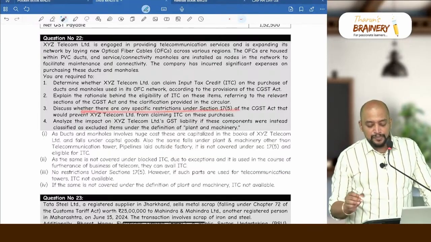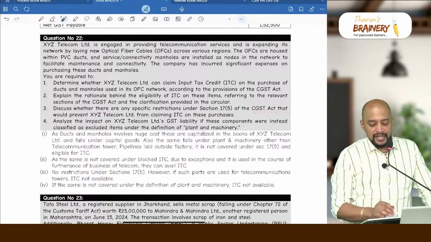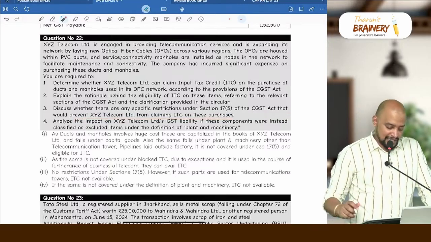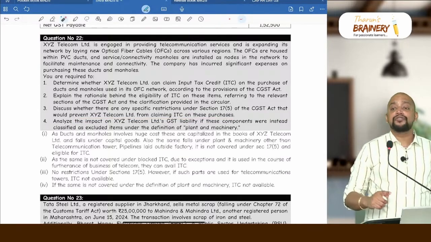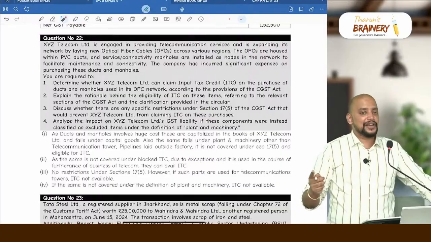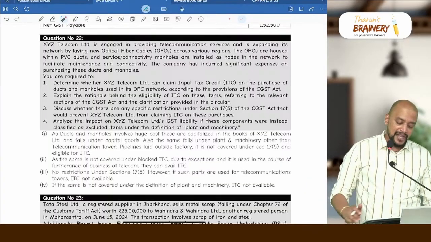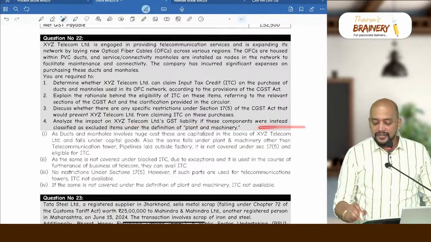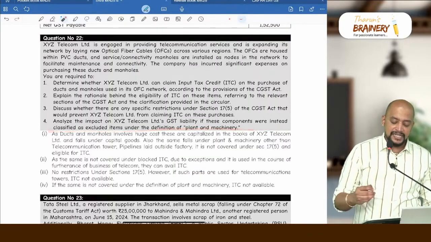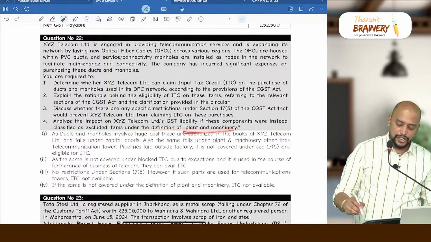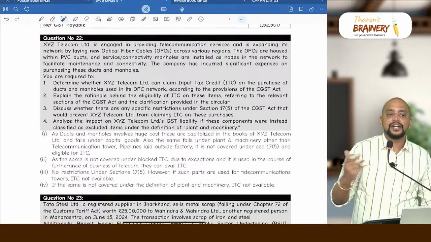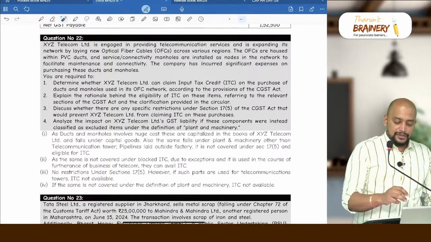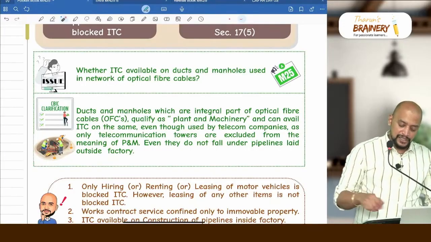Discuss whether there are any specific restrictions under 17(5) that would prevent XYZ Telecom from claiming ITC on these purchases. Yes, if these parts are used for telecom towers, then they cannot take ITC with respect to that. Analyze the impact on XYZ Telecom Limited's GST liability if these components were instead classified as excluded items under the definition of plant and machinery. If they are excluded from the definition of plant and machinery, then they cannot take ITC with respect to that. So that's how they can connect this particular circular.